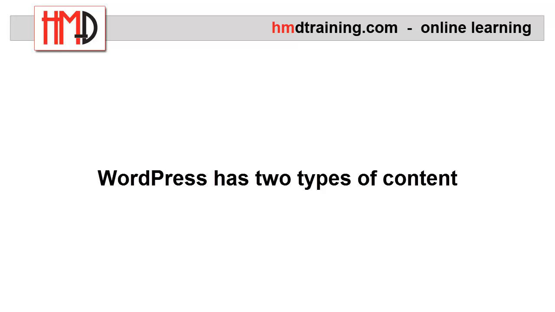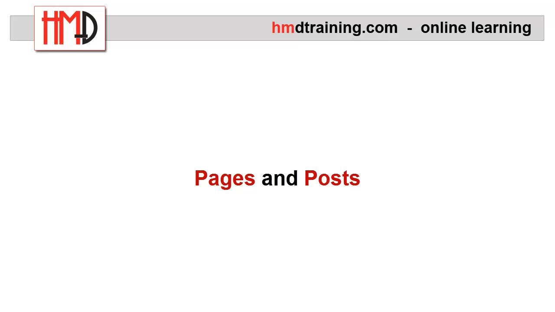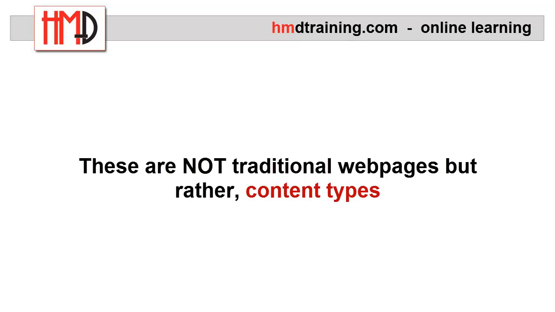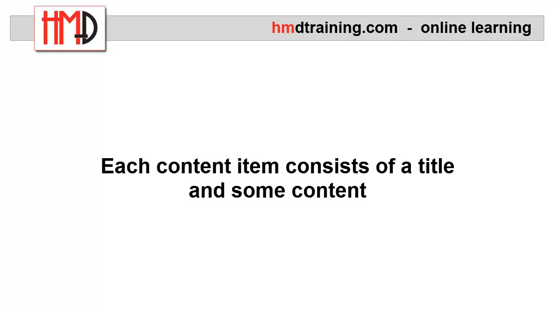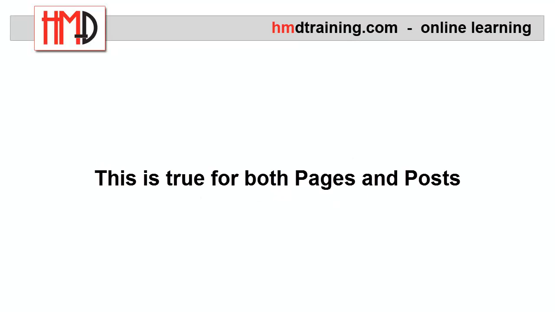Basically, WordPress has two types of content, pages and posts. Now, it's important to stress that these are not traditional web pages, but rather content types. What do we mean by that? Well, basically, they're simply entries in a database. Each content item that you create consists of a title and then the content. This is true for both pages and posts.